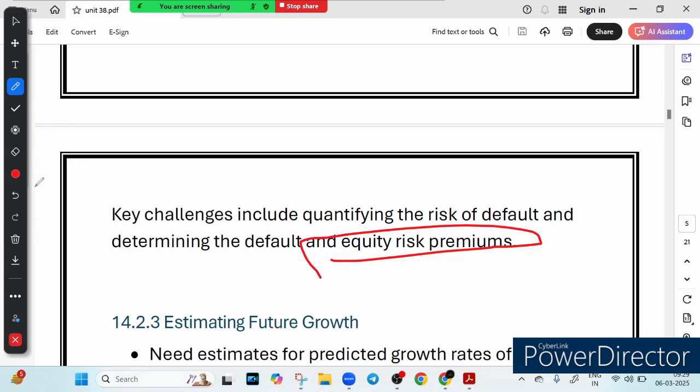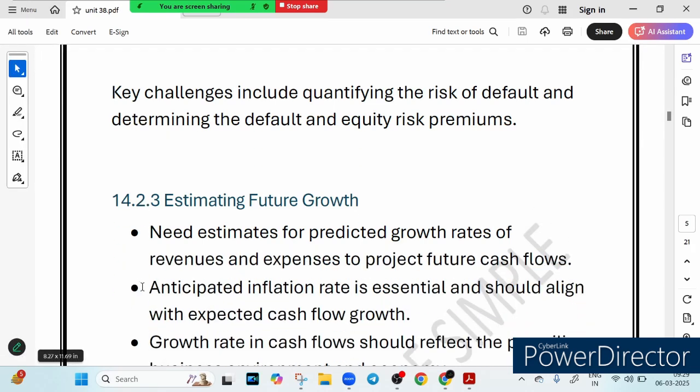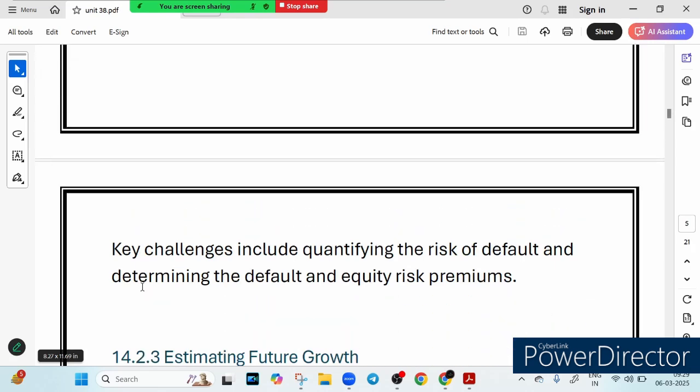So now the big challenge is how do we measure? What makes it tricky? How do we measure default risk? Yes, this is a very big challenge. Lenders estimate how likely the company is to fail. How do we estimate equity risk? Investors expect more return if the company operates in a volatile or uncertain industry.